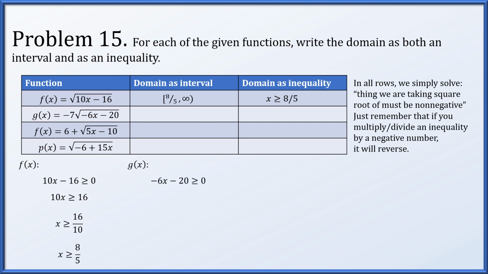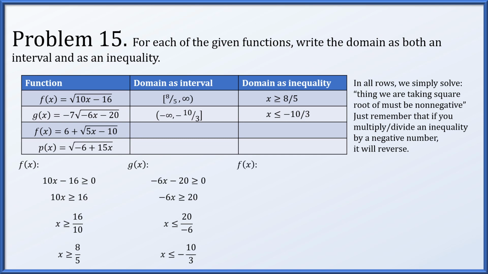For g of x, the thing under the radical is negative 6x minus 20. We need that to be non-negative. Add 20 to both sides, divide by negative 6, and then simplify. Observe that we have reversed the inequality because we divided by a negative number. So x must be less than or equal to negative 10/3. So there's our inequality. X is less than or equal to negative 10/3. As an interval, this goes to the left, off to minus infinity, but then it goes up to negative 10/3 and includes it. X is less than or equal to negative 10/3.